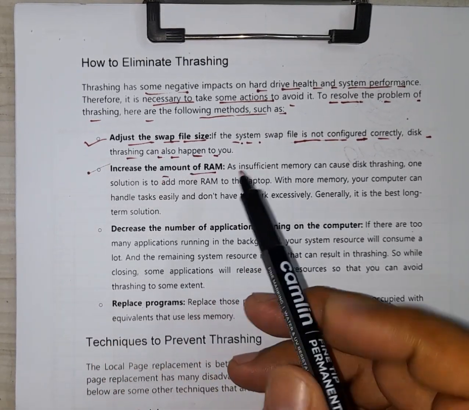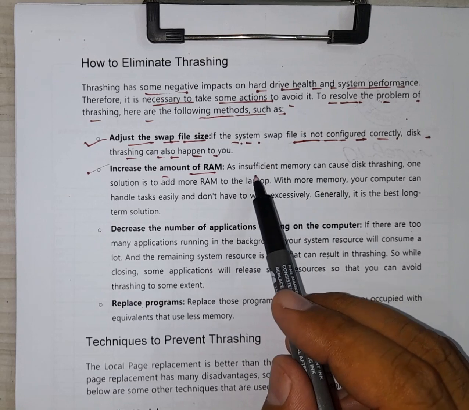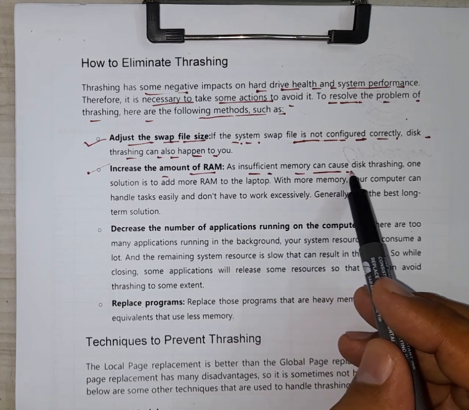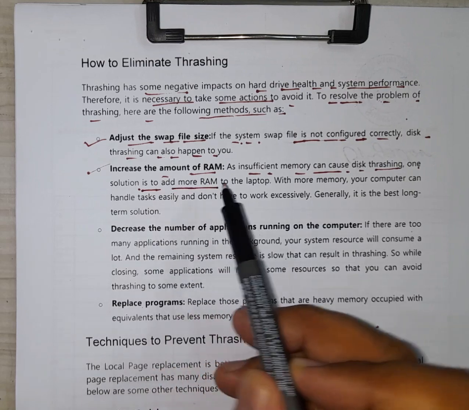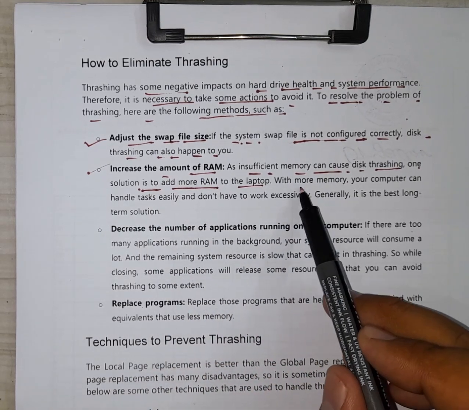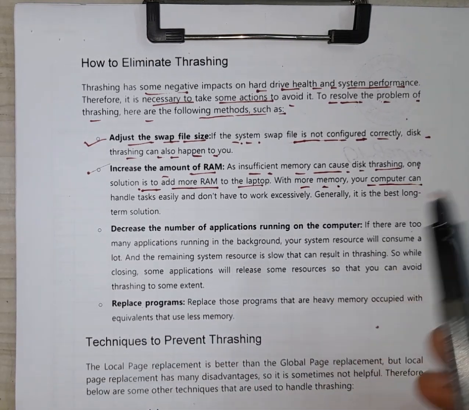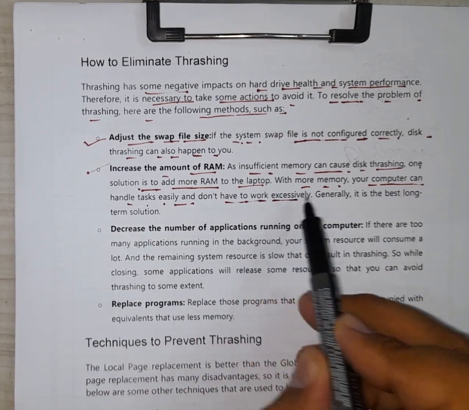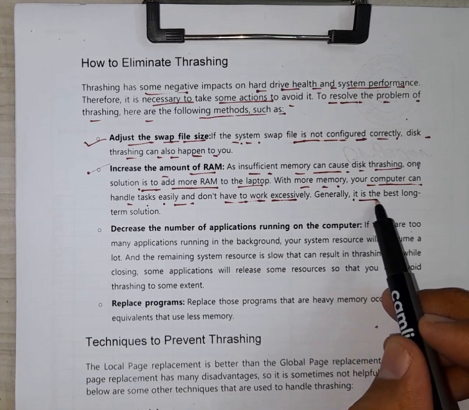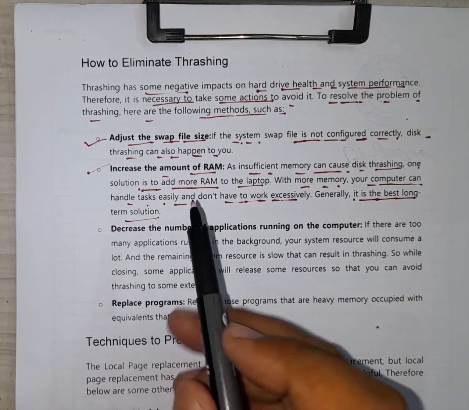Increase the amount of RAM, as insufficient memory can cause disk thrashing. One solution is to add more RAM to the laptop. With more memory, your computer can handle tasks easily and doesn't have to work exhaustively. Generally, it is the best long-term solution.